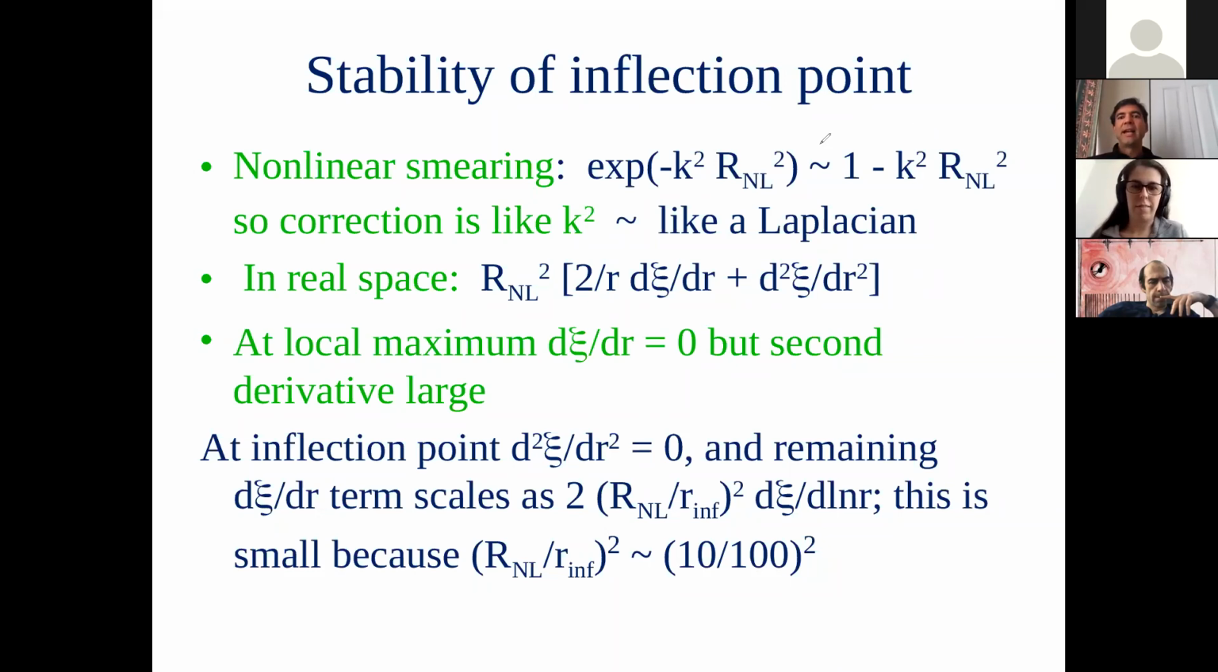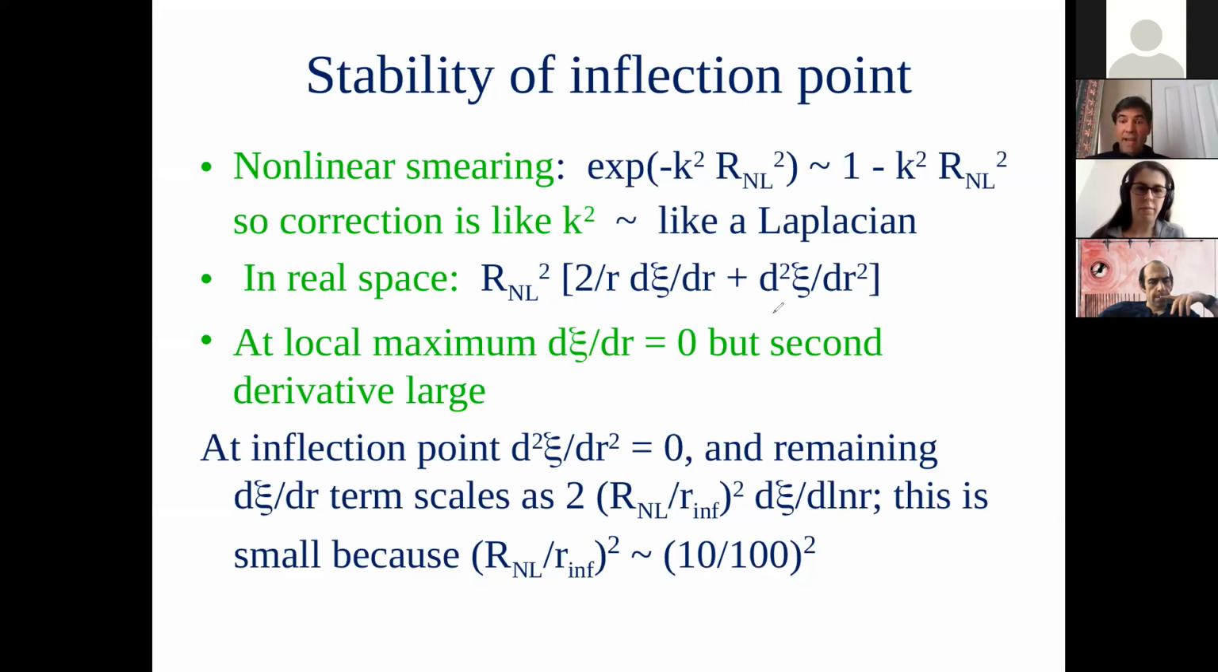And so this k squared is like a Laplacian. And a Laplacian means that it's a first and a second derivative. So at the position of the maximum, this first term is 0. So at the position of a peak, this is 0. But the second derivative can be big. After all, it's a peak, so it's pretty curved. This is the thing that's suppressing the peak.